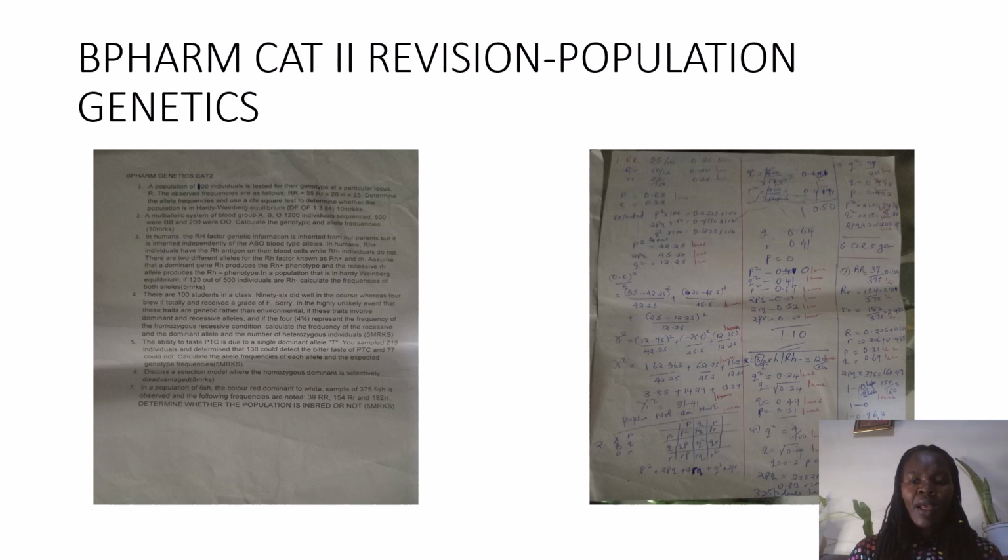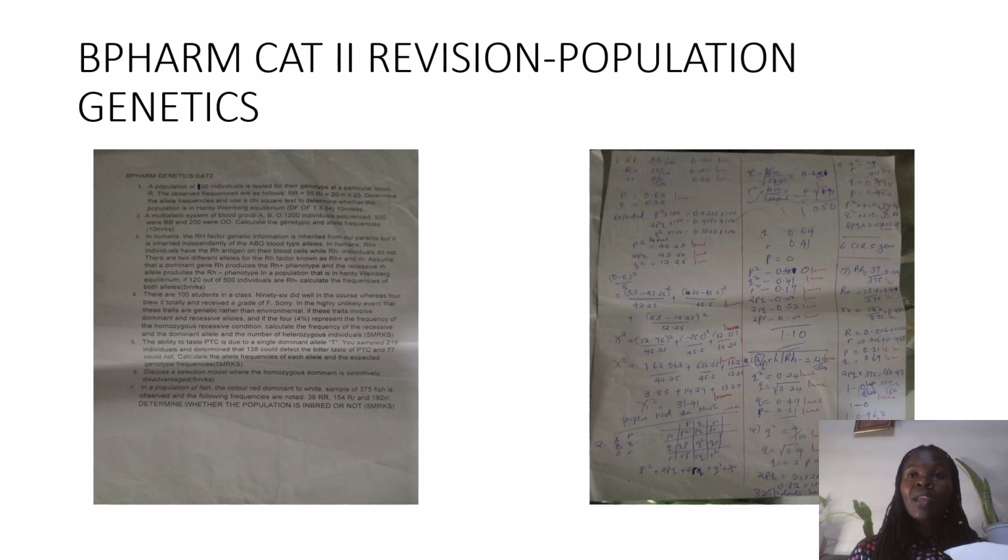So it still says, sorry, in the highly unlikely event that these traits are genetic rather than environmental, because remember it's gene or environmental. It could be the conditions where they are exposed to learn are not conducive, which made them fail. That could also be a contributing factor. It could be the students were going through a lot, but they had nobody to talk to. That made them fail, so you can't judge.